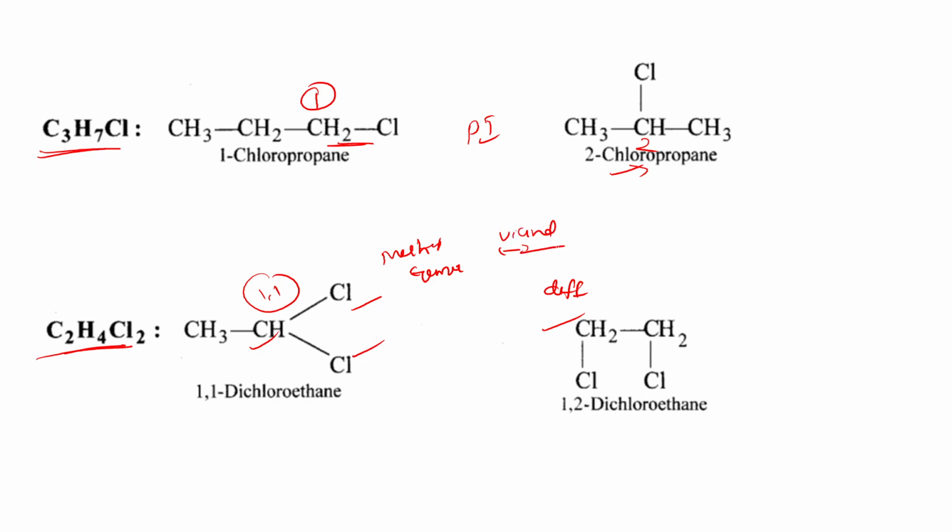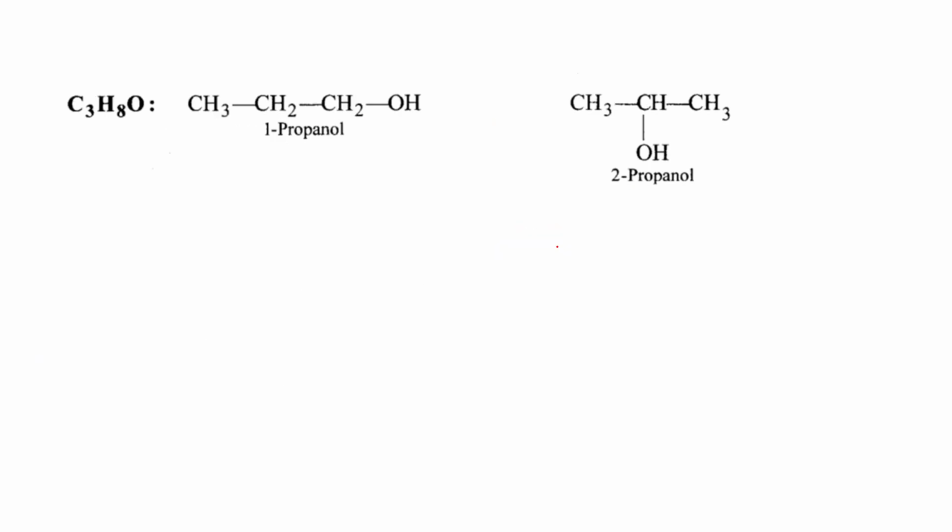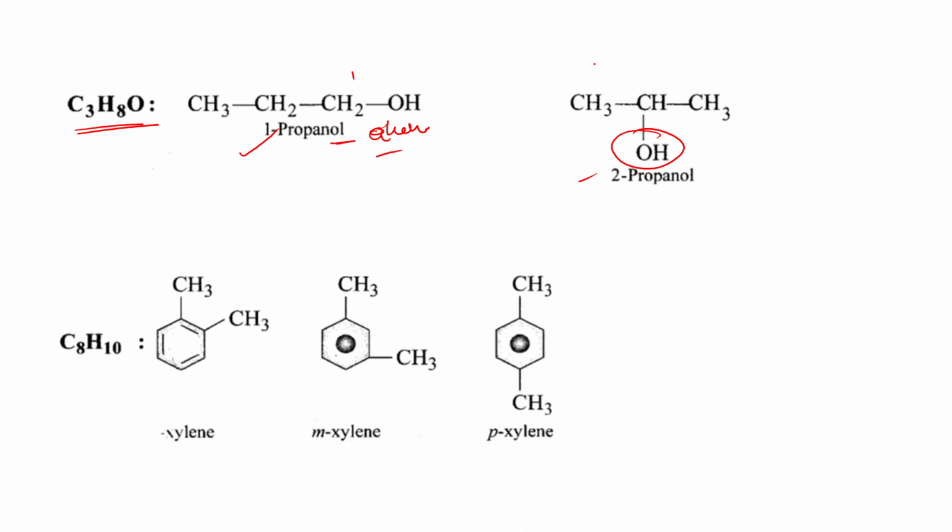This point was already discussed. Coming to the next one, C3H8O, propanol, an alcohol. Here the alcohol is in the first position, so it is 1-propanol, whereas here the functional group of alcohol is in the second position, hence it is 2-propanol. Clear? Next, I have taken xylene.